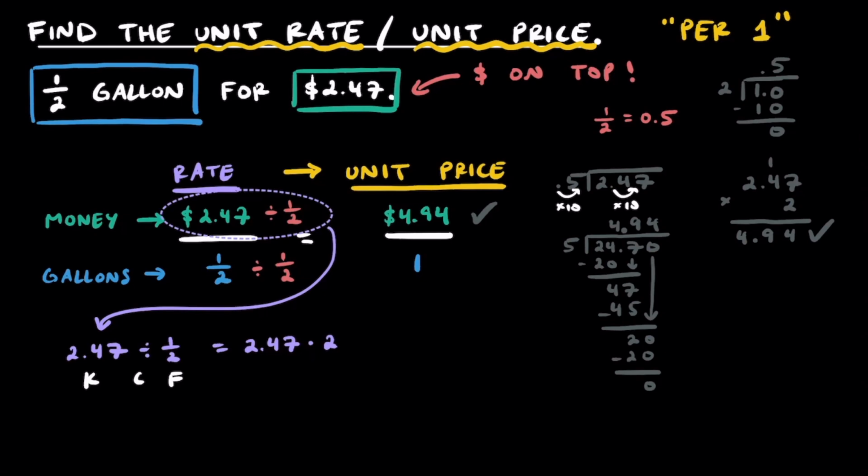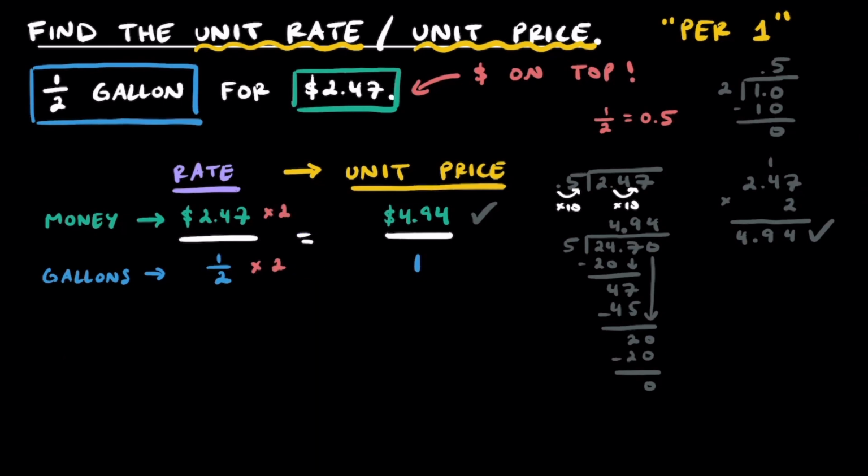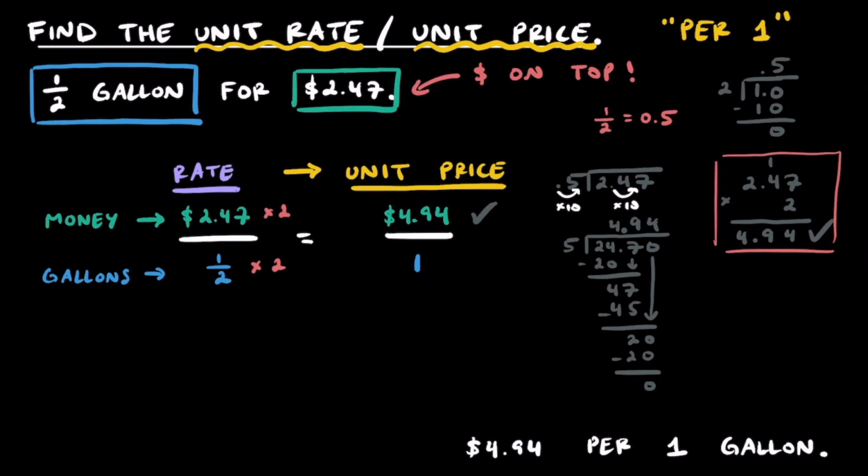So big picture, while you sometimes divide to find out what the unit price is per 1 of something, you don't always have to. Sometimes you can multiply and also get the 1 on the denominator. If half a gallon of ice cream costs $2.47, then the full gallon will cost $4.94.